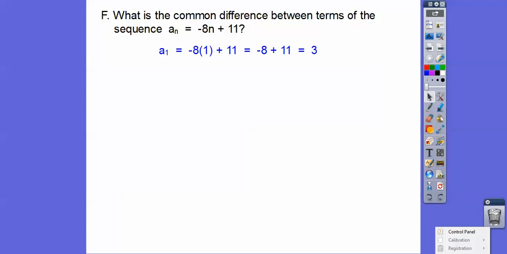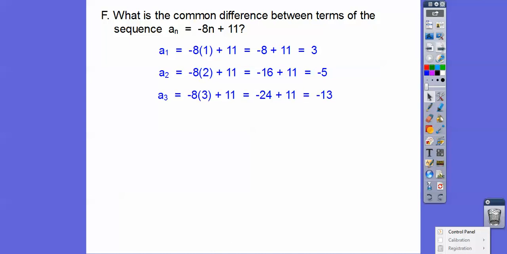So a sub 1 is going to be negative 8 times 1 plus 11. And it should get us 3. A sub 2 is going to be negative 8 times 2 plus 11, which is negative 5. A sub 3 is going to be negative 8 times 3 plus 11. So it's negative 8 times the term plus 11. And if you don't see a pattern yet, here we go. A sub 4 is going to be negative 8 times 4 plus 11.